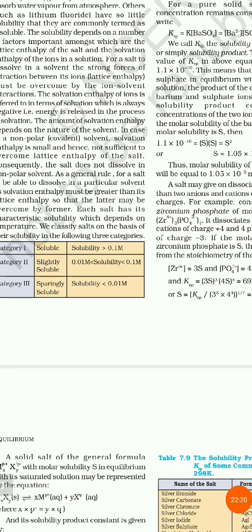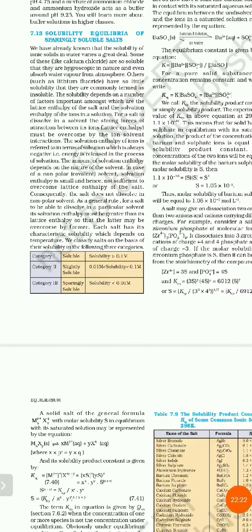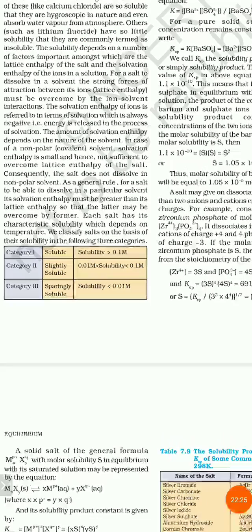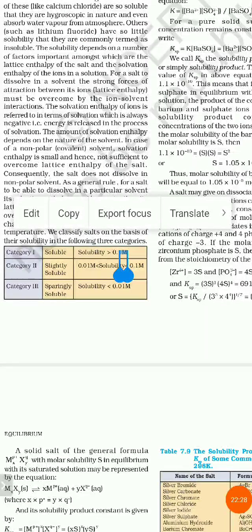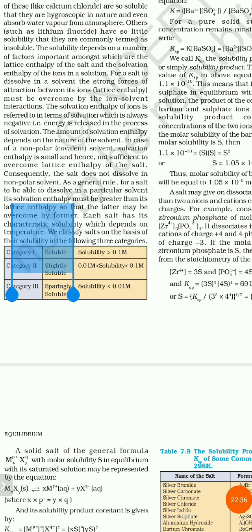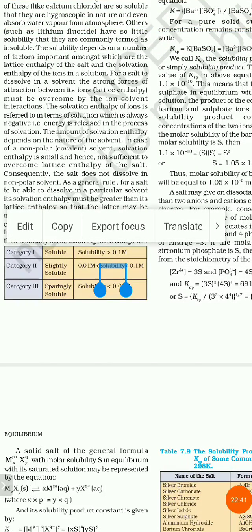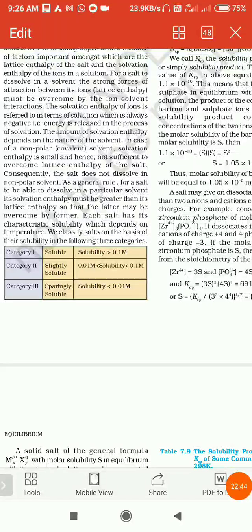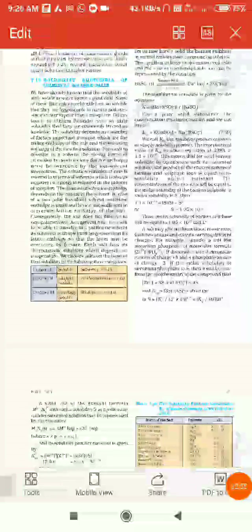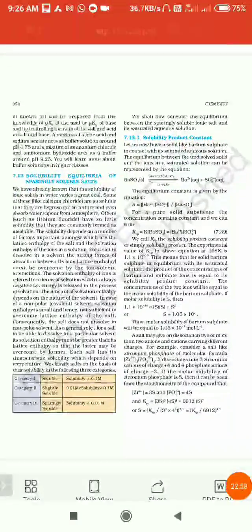So these are the three types of salts by solubility nature. This is very important. When the concentration is greater than 0.1, the salt is highly soluble. When the solubility is less than 0.1, it is slightly soluble. And when the concentration is less than 0.01, it is sparingly soluble, very, very little. These are the salt solubilities in nature.